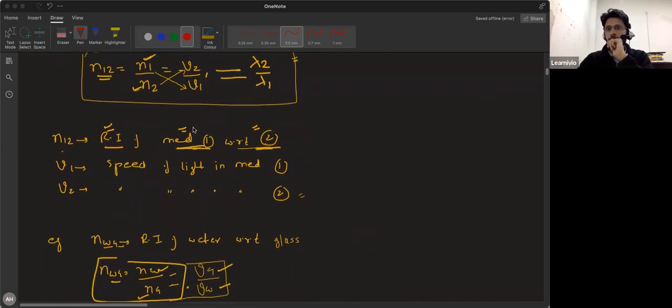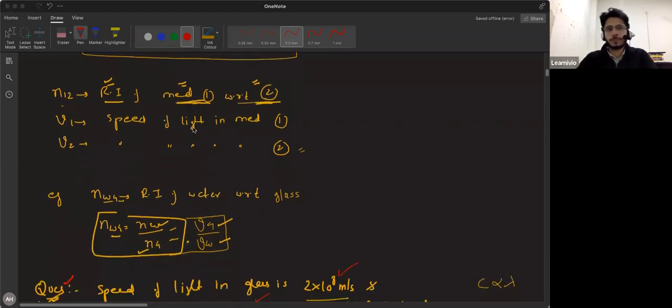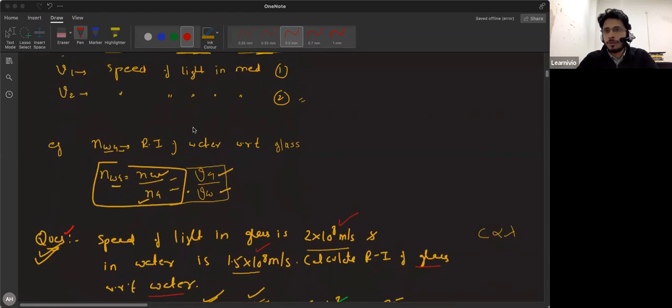Arpit, wrong answer. Noha, wrong answer. Can I see the question? Yes, I'm showing the question. Alia is correct. See here, refractive index of water with respect to glass is NW by NG, which is VG by VW. I'm not asking about water with respect to glass. I'm asking about glass with respect to water. So it will be NG by NW, and here it will be VW by VG. Nabil, wrong answer. You're again taking the wrong ratio.